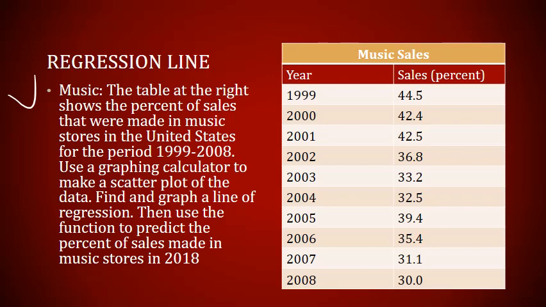So we're going to do 3 things here. 1, we're going to use a graphing calculator to make a scatter plot of the data. 2nd, we're going to find and graph a line of regression. And then thirdly, we're going to use the function to predict the percent of sales made in music stores in a future year. So 3 things that we're going to do. Now, we see here from our table that in the year 1999, 44.5% of all music sales were made in music stores that sold CDs.